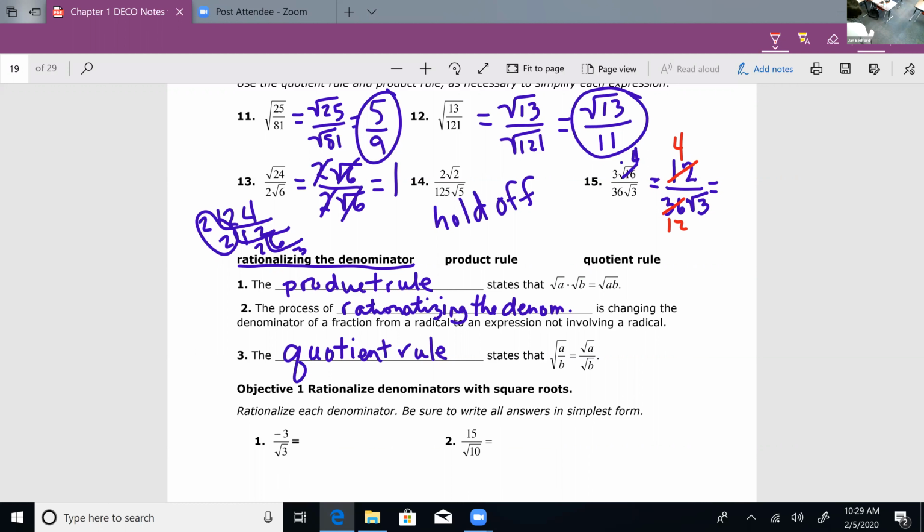What goes into both of those? 4. 4 goes into 4 one time. 4 goes into 12 3 times. So here's what I have: a 1 on top over 3 times the square root of 3 on bottom.